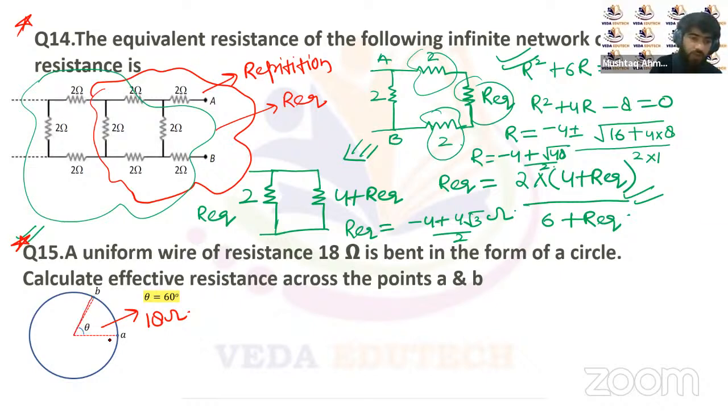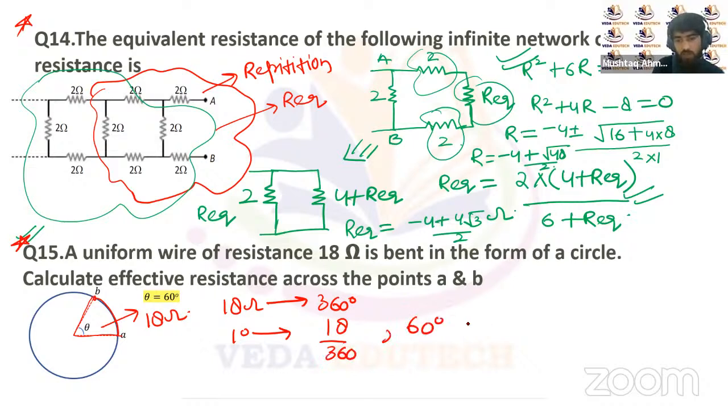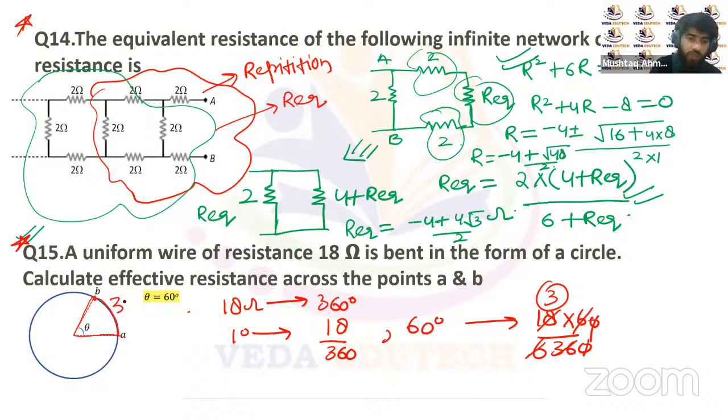If it subtends an angle of 60 degree at the center, then the resistance between A to B will be given by: 18 ohm is distributed over an angle of 360 degree, it means for 1 degree the resistance will be 18 upon 360, and for 60 degree the resistance will be 18 multiplied by 60 upon 360, right? So it will be 3, right? It means for the 60 degree angle the resistance of this portion between A and B will be actually 3 ohm, right?